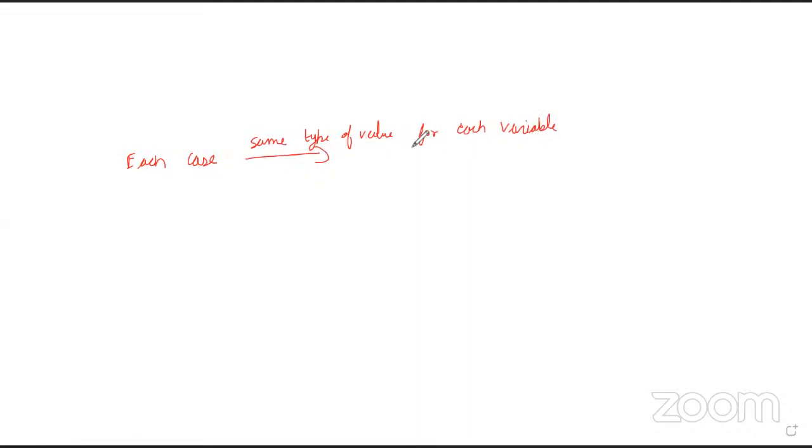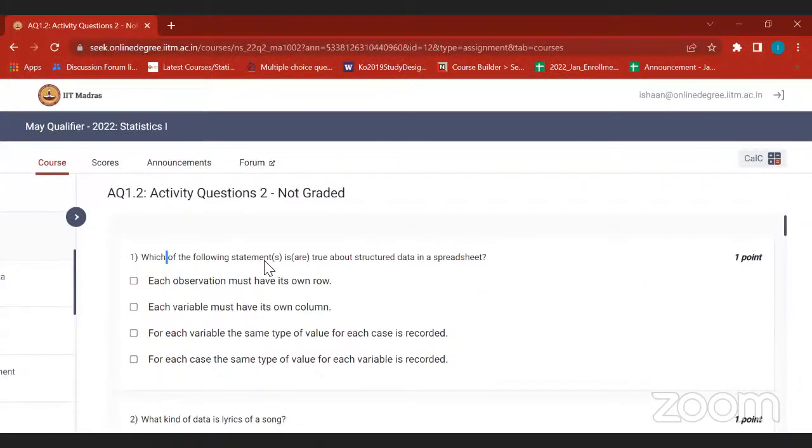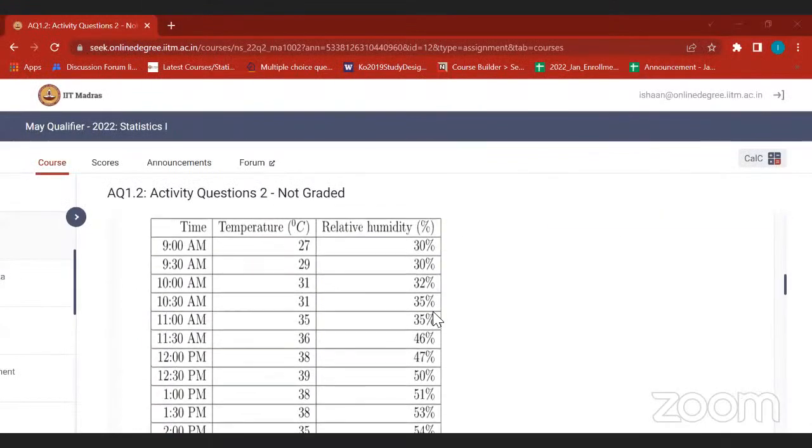Is it in some activity question? Yes, activity 2, question 1. If height is in centimeter, then every time it would be centimeter. This one? The third option is right. Yes, the last option is not correct: for each case, the same type of value for each variable. See, if the weight is in kilogram, then it would be kilogram, not in ounce or some other metric. We can look at this data set.